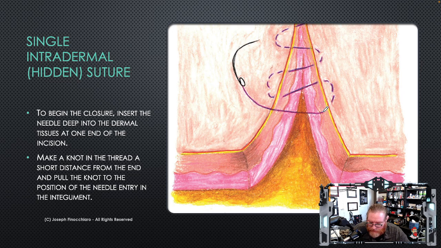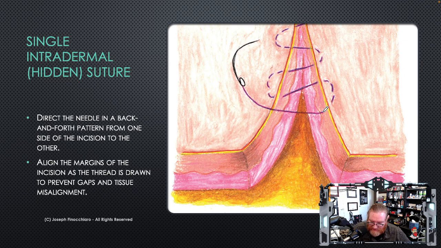To begin the closure, insert the needle deep into the dermal tissues at one end of the incision, make a knot in the thread a short distance from the end, and pull the knot to the position of the needle entry in the integument. Direct the needle in a back and forth pattern from one side of the incision to the other. Align the margins of the incision as the thread is drawn to prevent gaps and tissue misalignment.